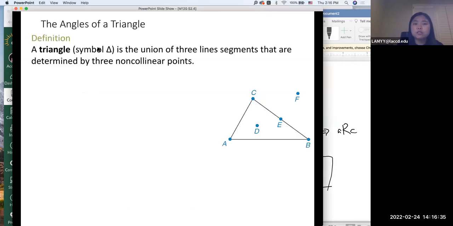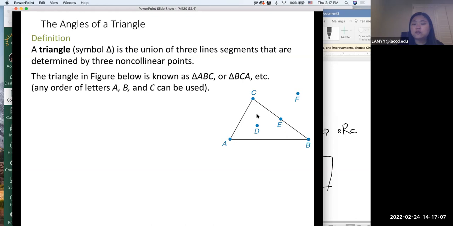A triangle, the symbol looks like that one. It's obvious, right? The triangle is the union of these three line segments. So the triangle can be formed by three line segments, and these three points are non-collinear, meaning they cannot be joined by the same straight line. So we use the three line segments to join a triangle.